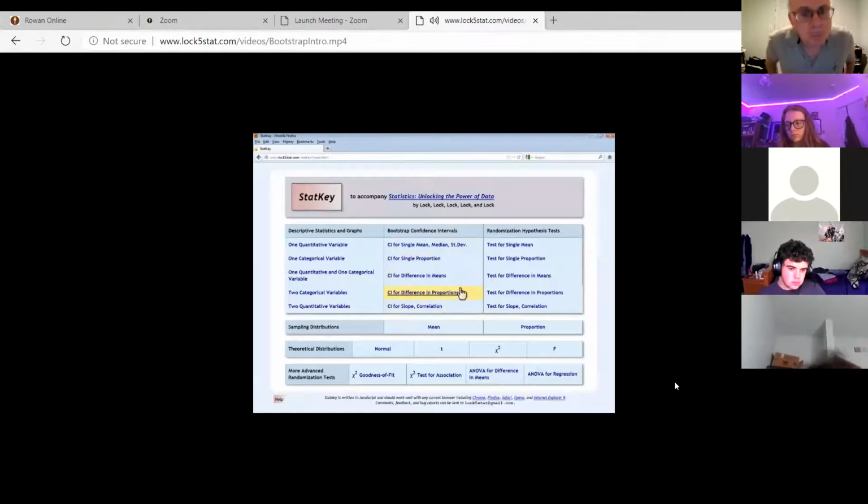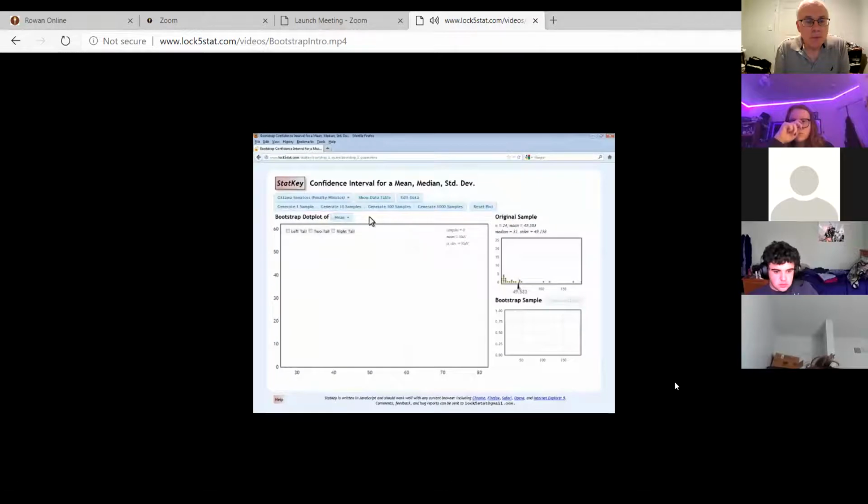Here are bootstrap confidence intervals, and you get there by going to lock5stat.com. And we're interested at the moment in a confidence interval for a single mean. Notice, however, StatKey has descriptive statistics, confidence intervals, hypothesis tests, sampling distributions, theoretical distributions, and more advanced randomization tests. At the moment, we're doing a bootstrap confidence interval for a mean. Let's go there. There are many built-in data sets connected with our book, Statistics: Unlocking the Power of Data. One of them is this Mustang price data set.